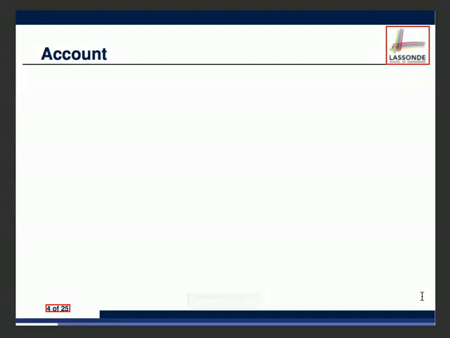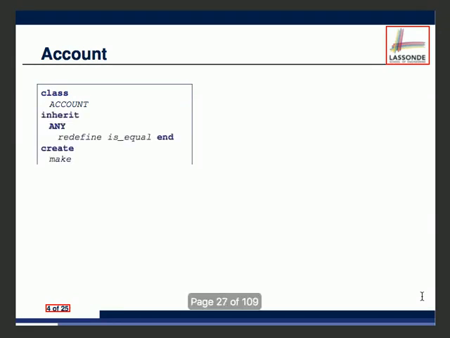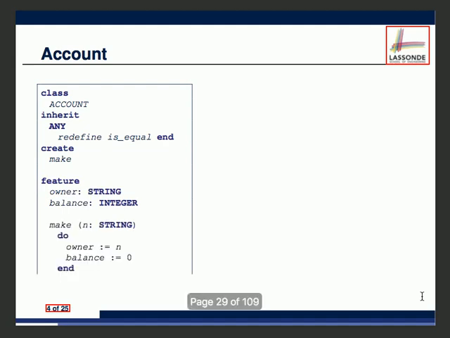Okay, let's see an example here. So we have two classes only to consider. First of all, we have a class called account. Okay? In the account class, we have only two attributes. We have owner and balance. String and integer, very simple. And the constructor simply creates the owner and initializes balance to be 0.